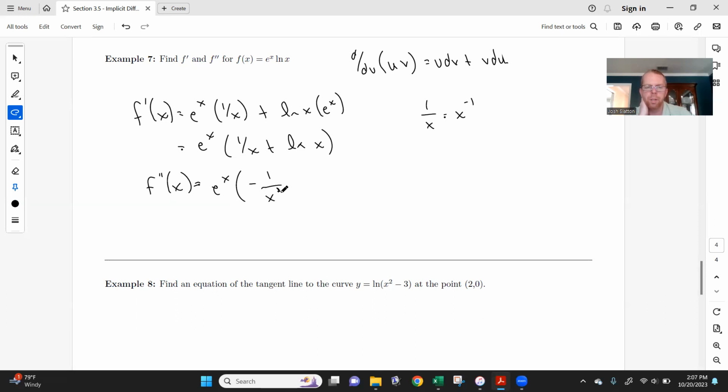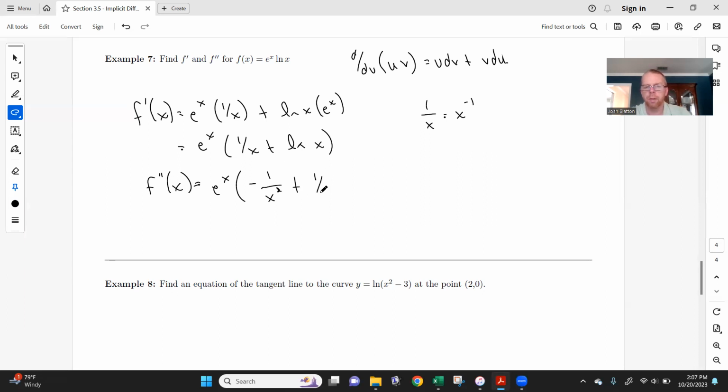Until you get used to that, it may be better to take an extra step than to try to shortcut it and make a mistake. I would suggest until you're very comfortable with it, any time an x is in the denominator like that, write it with the negative exponent and then take the derivative, and then you can convert it back. So that's what we did here.